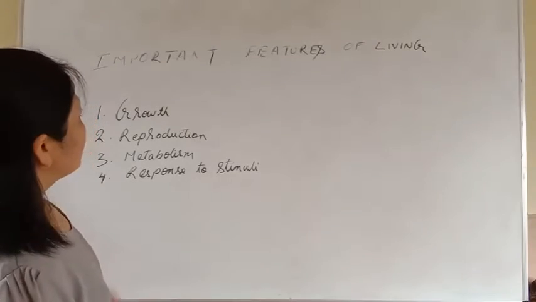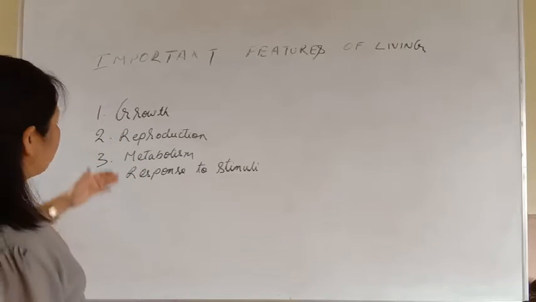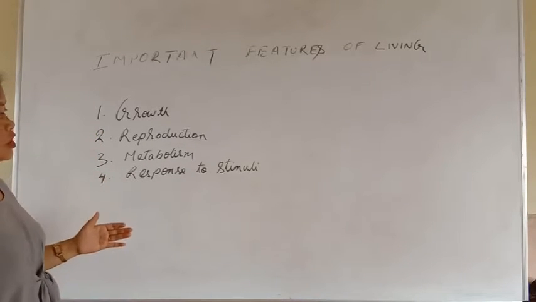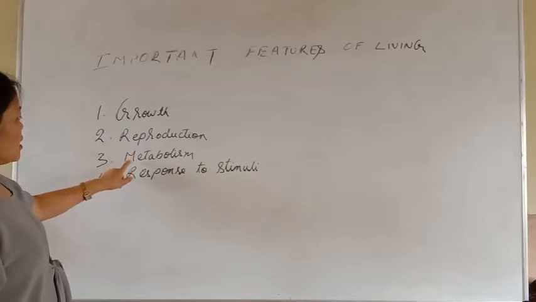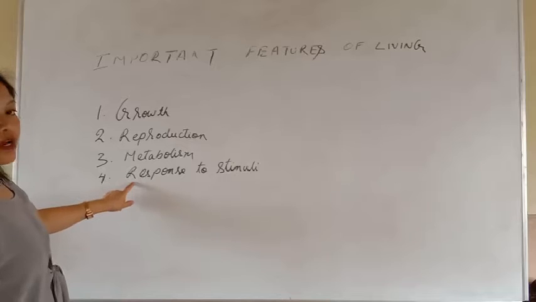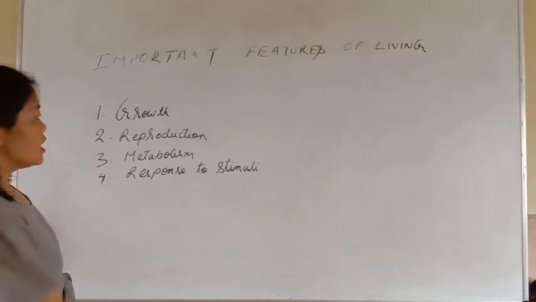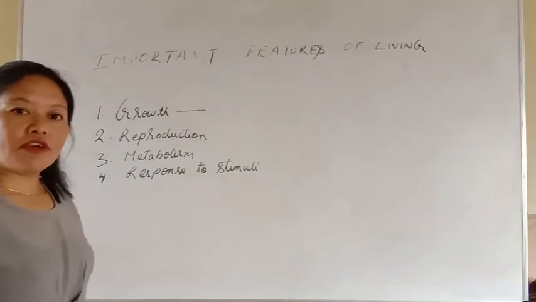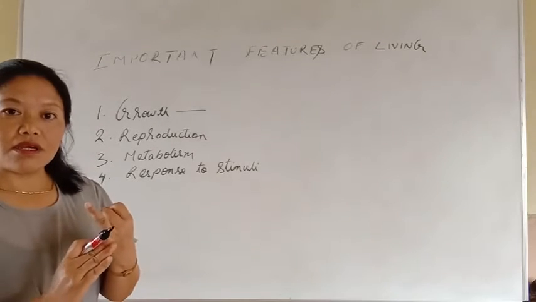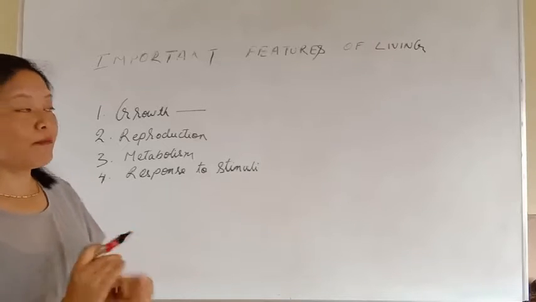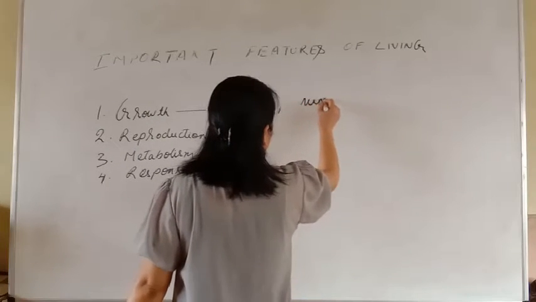We'll start with the living world, some of the important features of the living. Here I have shown you there are 4 important features of living organisms. The first one is growth, the second is reproduction, the third is metabolism, and the fourth is response to stimuli. All living organisms show these important features. Now, growth. All living organisms grow, and growth takes place in mass. There is an increase in mass and an increase in number.